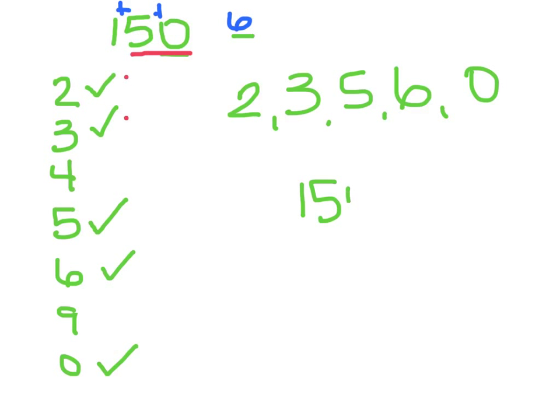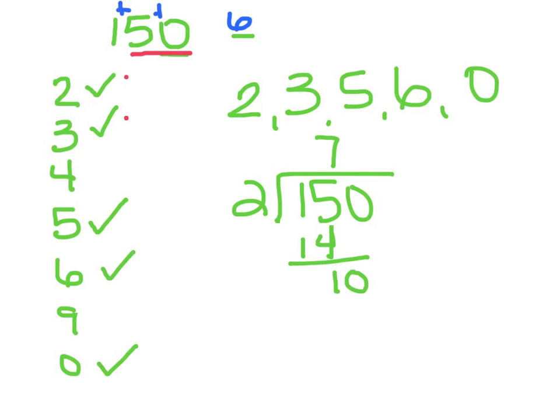If you take 150 and divide it by 2, 2 can't go into 1, but it can go into 15 7 times. 7 times 2 is 14. Subtract, bring down your 0. 2 goes into 10 5 times. So 150 divided by 2 is 75.